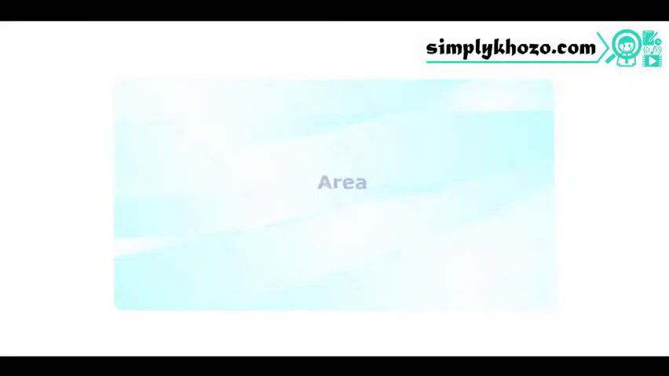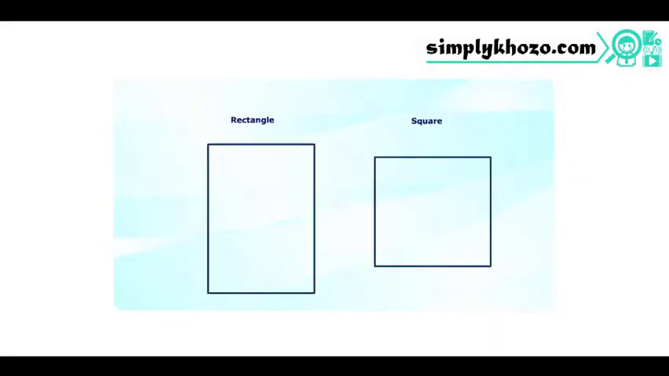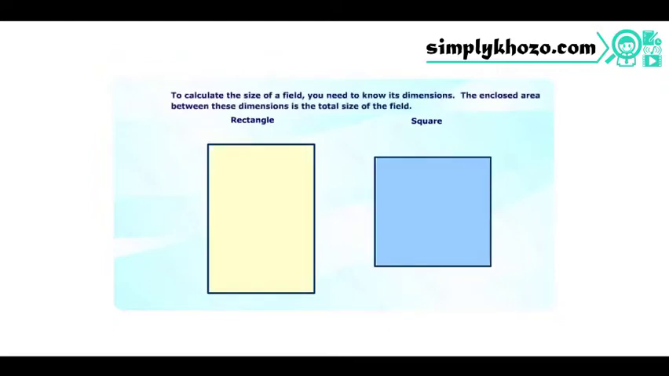Area. You are aware of the concept of measuring the boundary of a rectangle or a square. Having calculated its perimeter, next you can calculate the size of a field, a rectangle, or a square. To calculate the size of a field, you need to know its dimensions. The enclosed area between these dimensions is the total size of the field. In this topic, you will learn to calculate the area of a rectangle and a square.